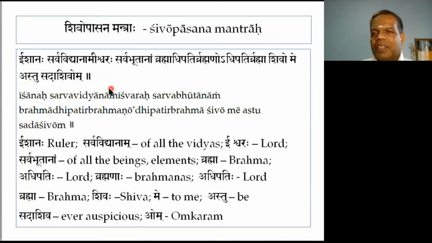So we will look at the meaning of, and we'll break down the words and understand them. Ishanaha is ruler. One who owns something is called Ishanaha. The word Ish means to rule, the Lord. Ish is to rule. In this case, Ishanaha means one who rules as well as one who owns, one who possesses.